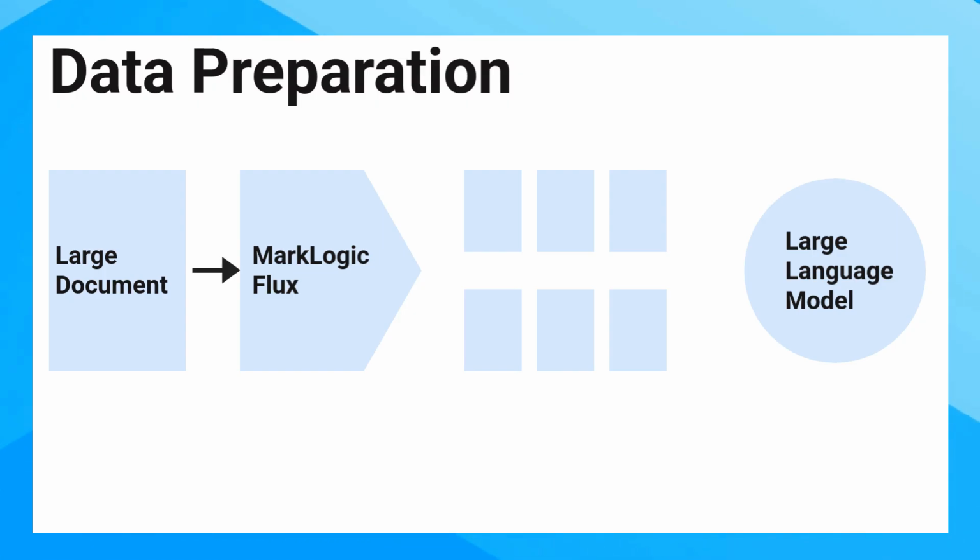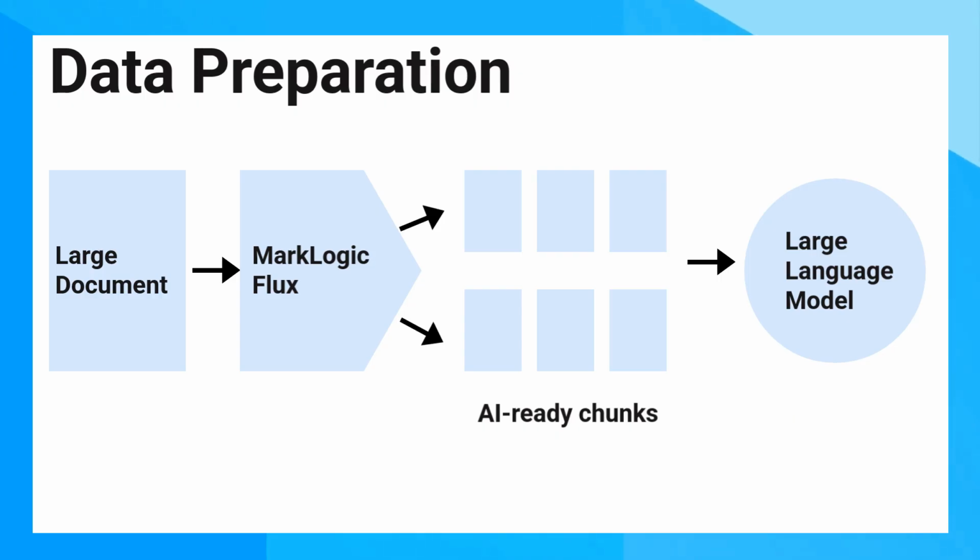This is where MarkLogic Flux comes in. Flux gives you the flexibility to take your messy, raw documents and transform them into the precise, searchable, and context-aware structure that RAG and AI systems demand. In this video, I'll show you how to use MarkLogic Flux to split your data to ensure it's optimized for AI.